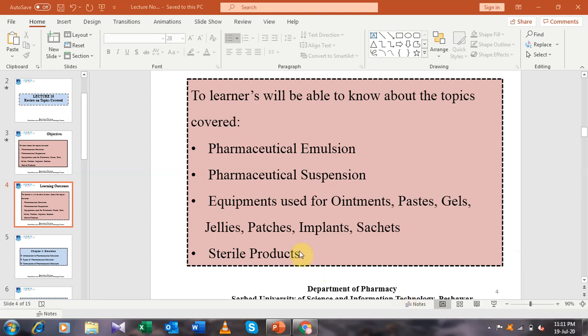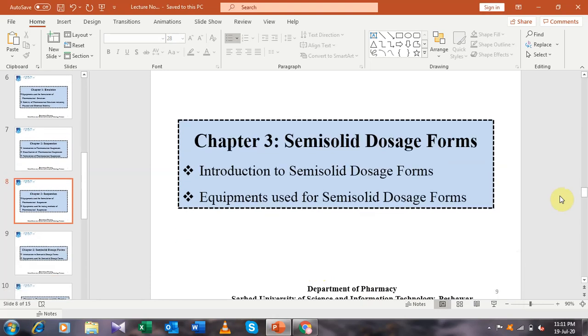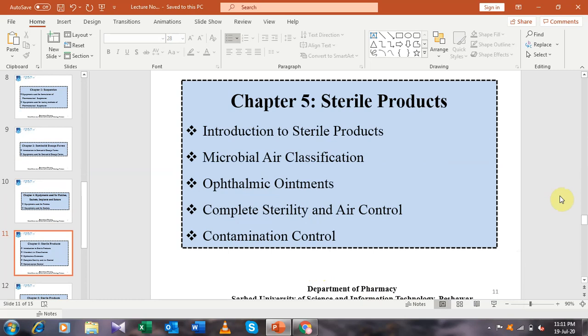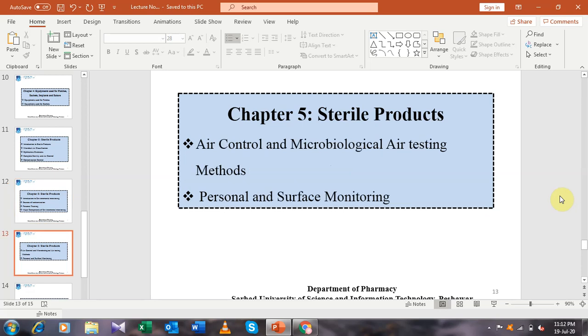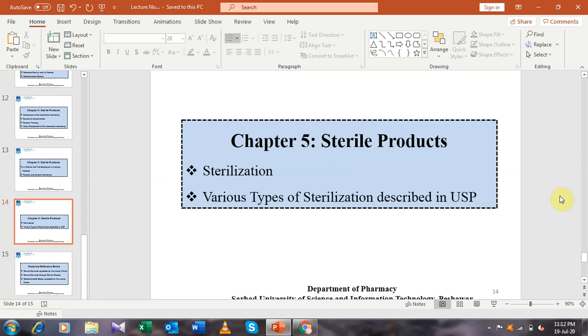Remember that in the final, the sterile products that we have discussed in that particular chapter about the introduction. We have not completed the complete chapter, but these topics have been covered: introduction to sterile products, microbial classification, install requirements, compatibility, air control, contamination control, and introduction to environmental monitoring, sources of contamination, personnel training, major components of environmental monitoring, air control and microbiological air testing methods, personnel and surface monitoring, and the final topic. So far we have covered this in the chapter but not completed the whole chapter. The final topic that we have discussed in detail is sterilization and various types of sterilization methods described in the USP.